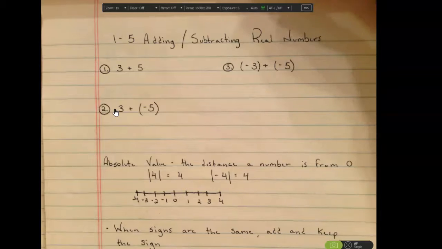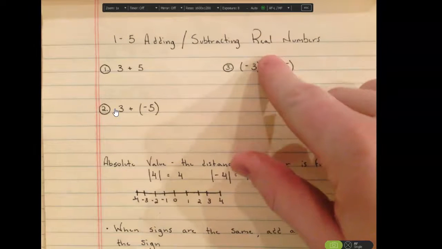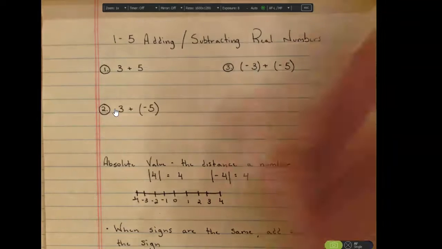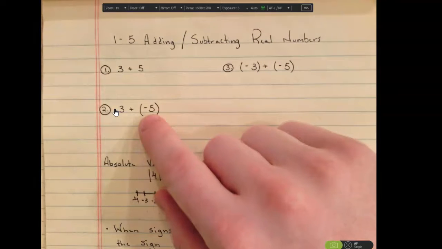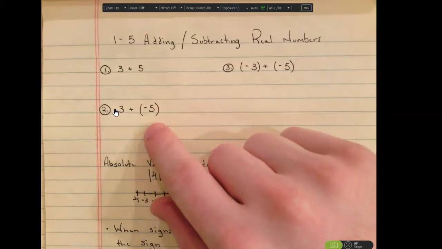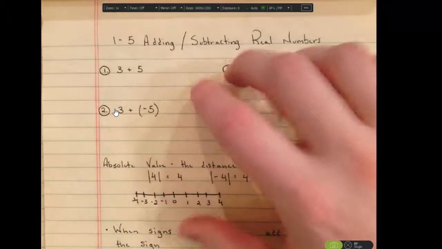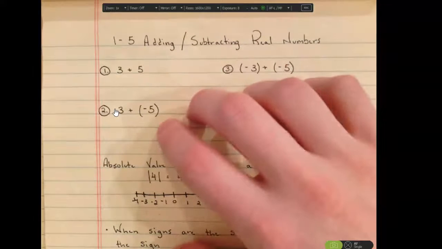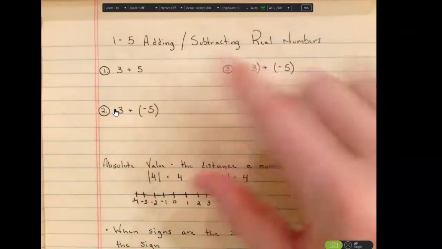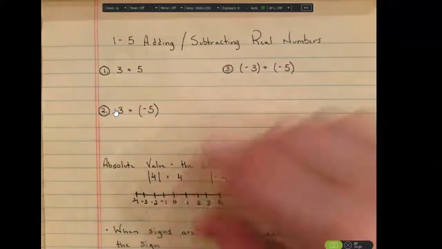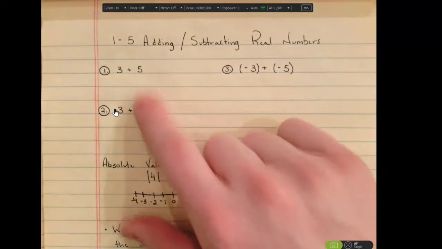So let's get started. With us adding real numbers, you should remember from your notes last time that real numbers go further than just whole numbers. They include negative numbers, they include zero, they can include decimals and fractions, so really a lot of different things can represent a real number. So we're going to be adding or subtracting anything that is a real number.